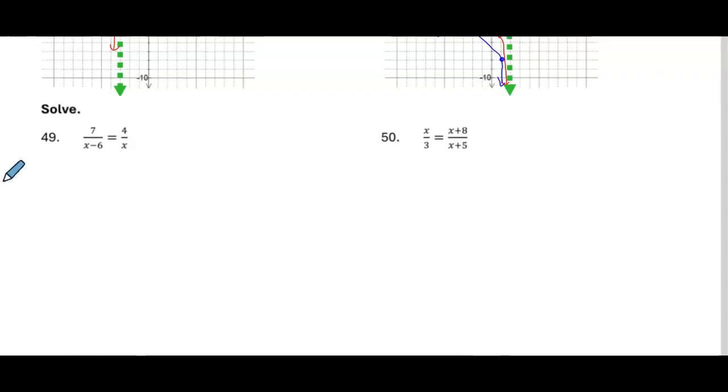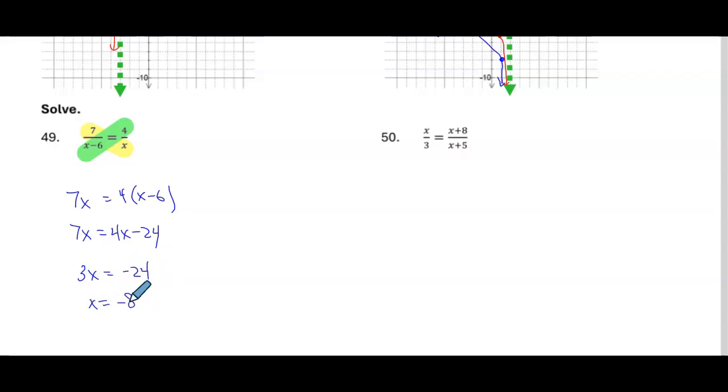Okay, so the equations in 49 and 50 are both with proportions. So we can just do a diagonal this way, and we can do a diagonal this way, and just multiply those and set them equal. So on the yellow diagonal, I have 7 times x. On the green diagonal, I have 4 times x minus 6. So if I distribute here, I have 7x equals 4x minus 24. Bring your x over, it's 3x. Divide by 3, you get -8.